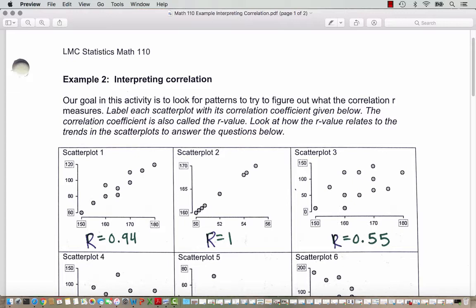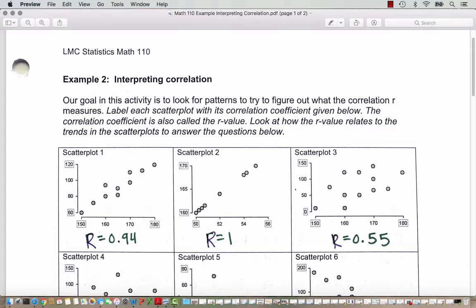So our goal in this activity is to look for patterns to try to figure out what the correlation r measures. Now notice I've got a lowercase r here. We'll see StatCrunch gives a capital R. You'll see lowercase and capital R interchanged as shorthand for correlation. It does not matter if you use a lowercase r or a capital R.